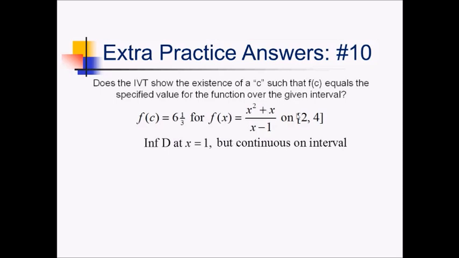So plugging 2 into my function, that's going to be, let's see, 4 plus 2 is 6. Down here we have 1, so that's 6 overall. If I plug in the x value 4, 4 squared is 16, plus 4 is 20. We're dividing that by 3, so 20/3. Is 6 1/3 between 6 and 20/3? Well, 20/3, if you actually turn that into a mixed number, is 6 2/3. Well, 6 1/3 is definitely between 6 and 6 2/3. So the IVT guarantees then that we can find a c value that makes this happen.